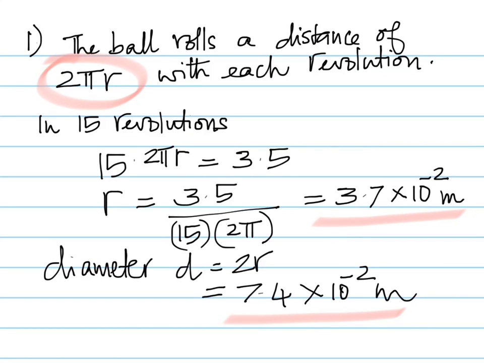So here are the answers to the problem set. The ball rolls a distance of 2 pi times the radius. Therefore, 15 times its circumference is 3.5. Find the radius multiplied by 2. I thought it was find the diameter.